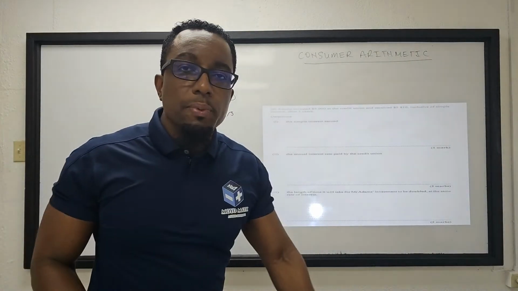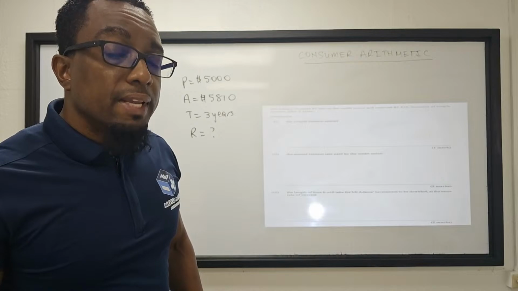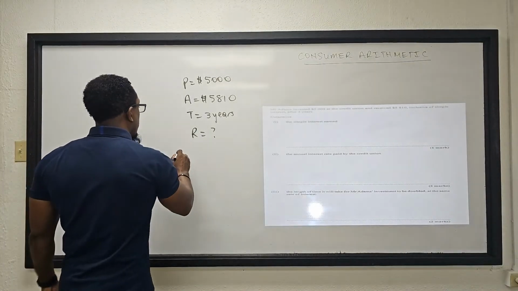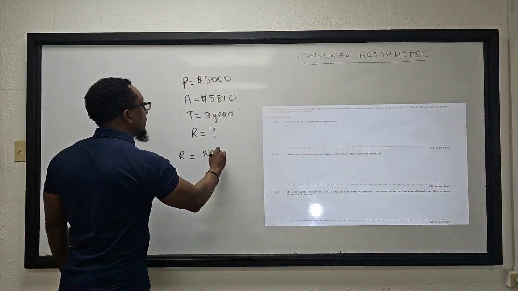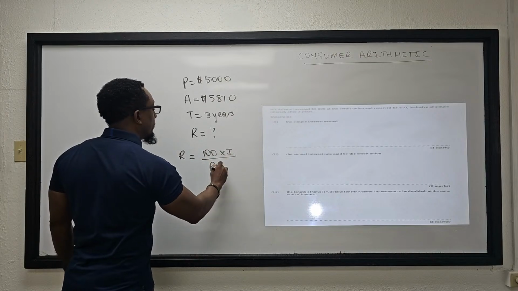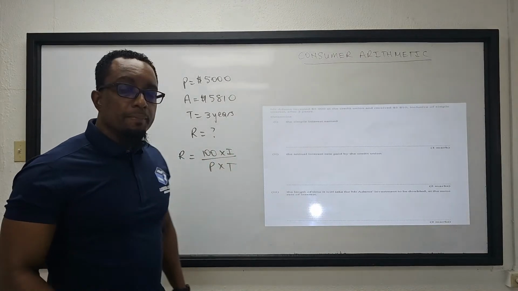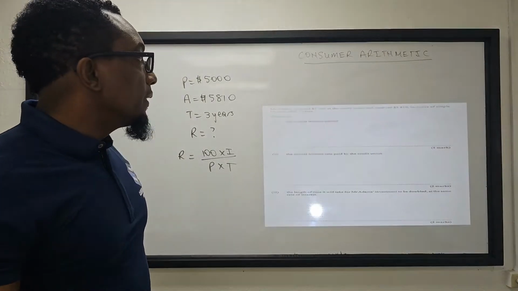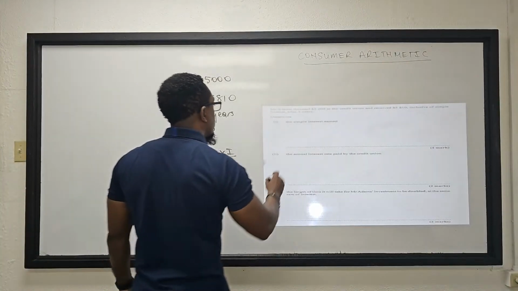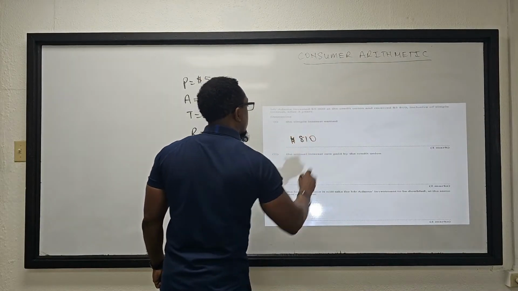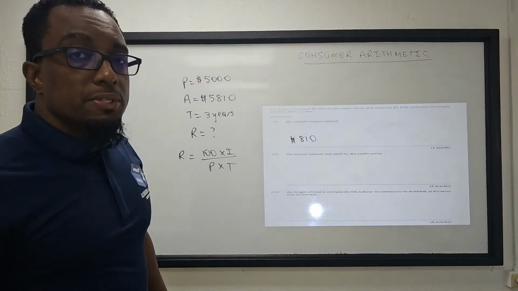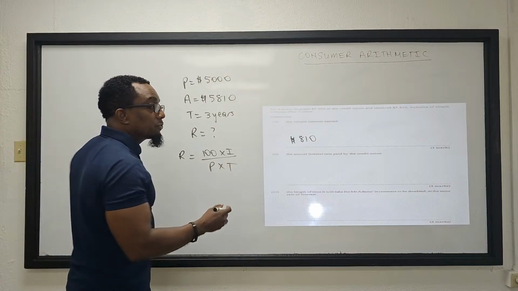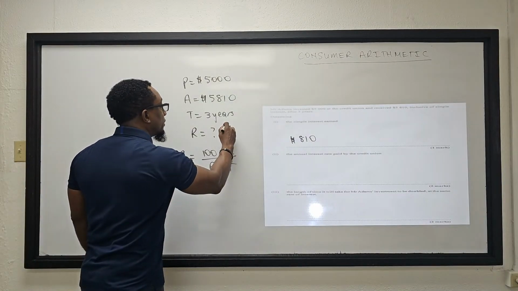To find the rate, we have to know the formula to determine the rate. And the rate is equal to 100 times the interest over the principal times time. Straightforward. And of course, we worked out the interest earlier to be $810. So let us determine what the rate is. The rate is represented as a percentage.